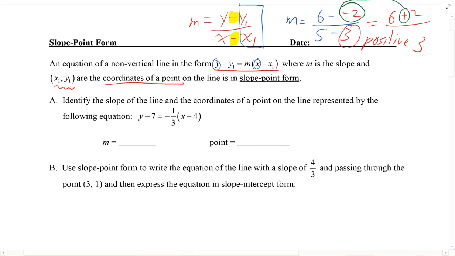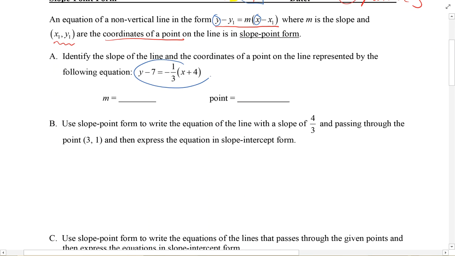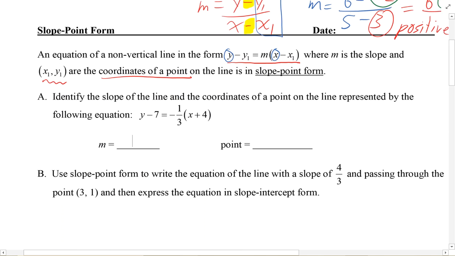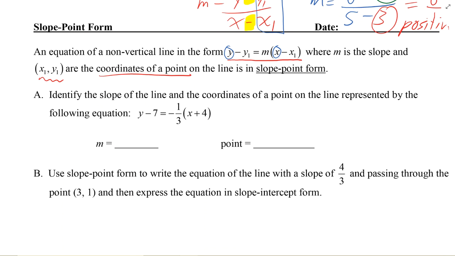Looking at this equation, y minus 7 equals -1/3 (x plus 4). What is your m value? What's in the location of the slope? And you all say -1/3. Okay, that's in the m location.